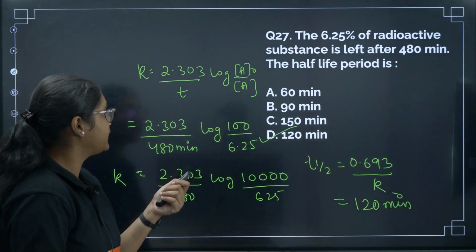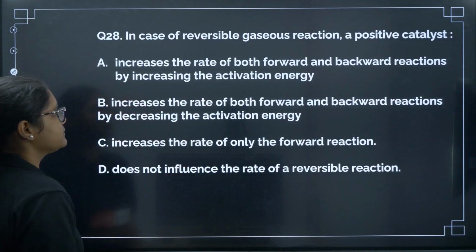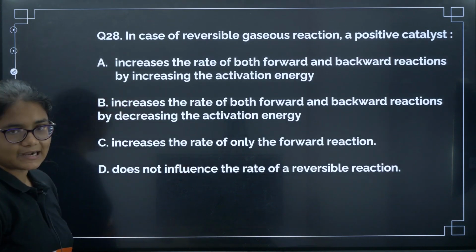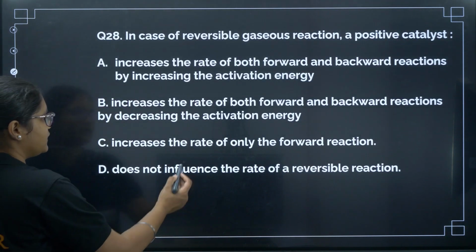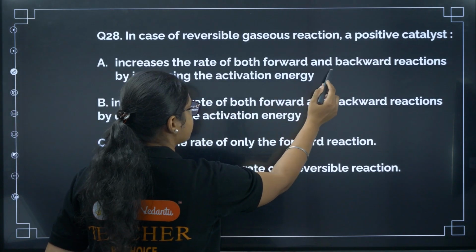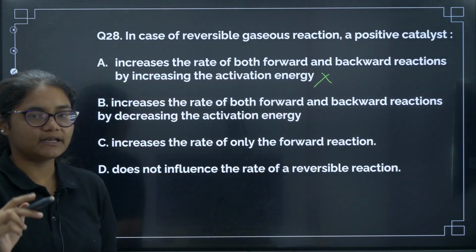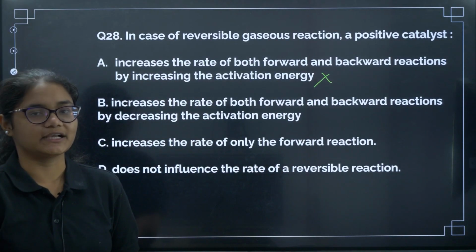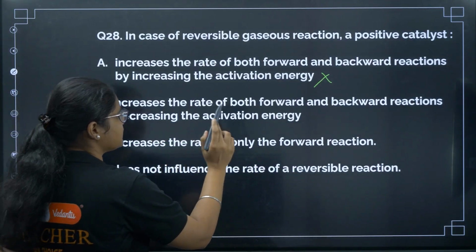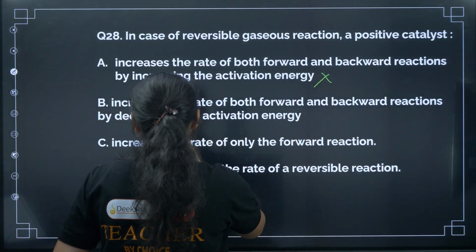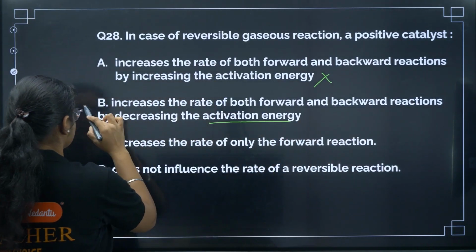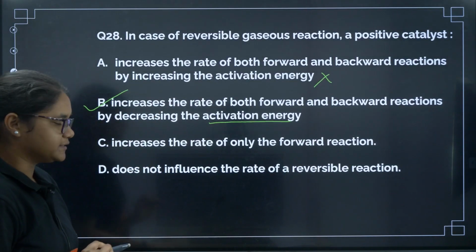Okay. Next. In case of a reversible gaseous reaction, a positive catalyst. So, what does a positive catalyst do? It increases the rate of both forward and backward reaction by decreasing the activation energy. So activation energy will decrease whenever the rate of reaction has to increase. So it increases the rate of both forward and backward reaction by decreasing the activation energy. So option B is the correct answer.